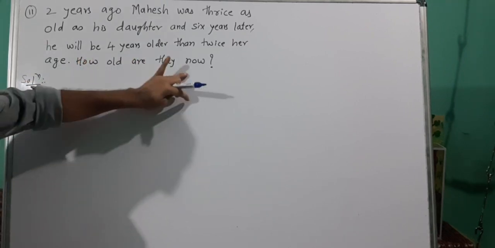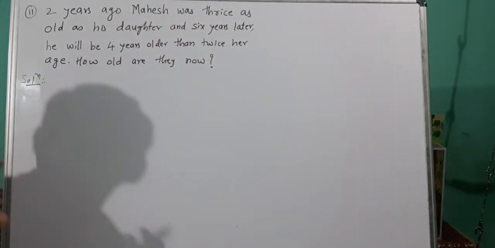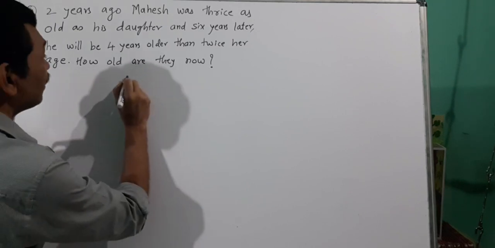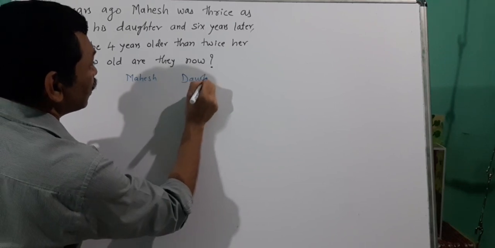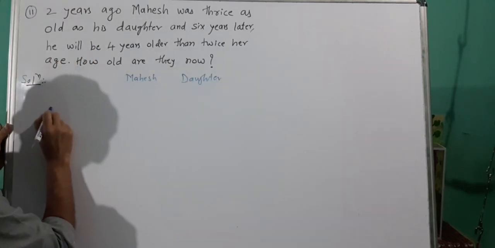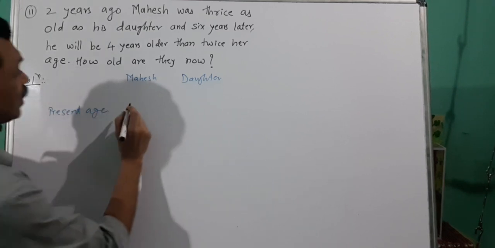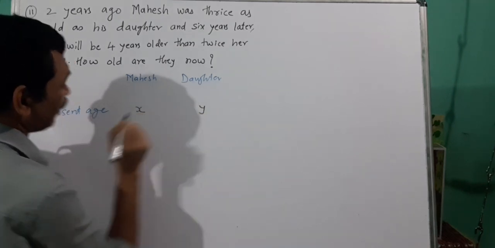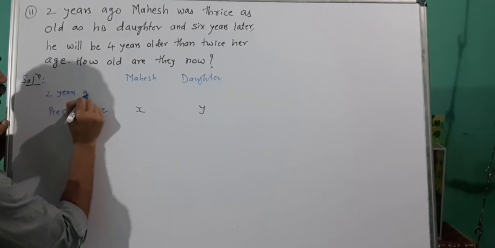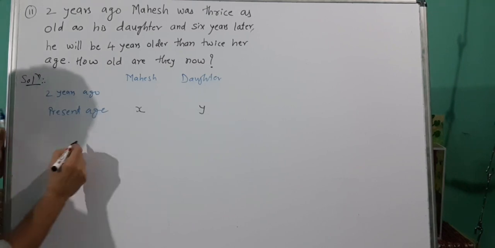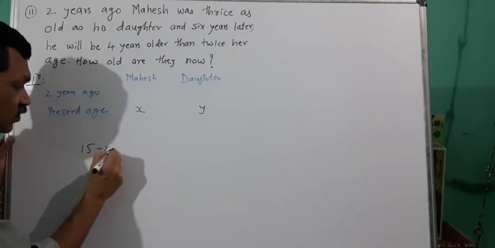How old are they now means, let Mahesh's present age be x and the daughter's present age be y years. Instead of doing that, I'll make a table as done earlier. I'm taking Mahesh and daughter, and here the present age. So let the present age of Mahesh be x and daughter be y. Now 2 years ago. If suppose your present age is 15, 2 years ago you were 15 minus 2, that is 13.